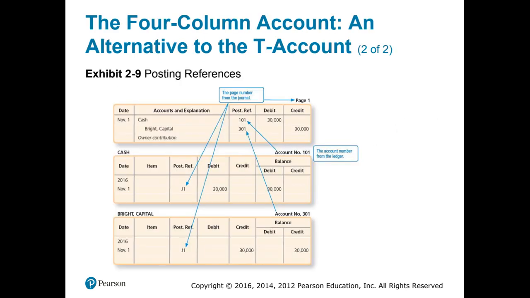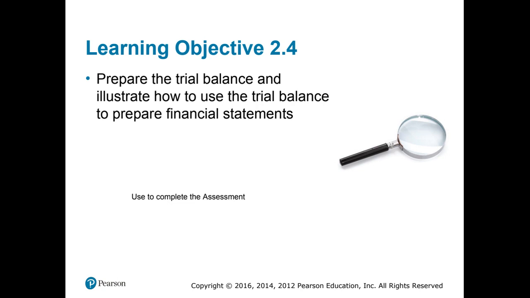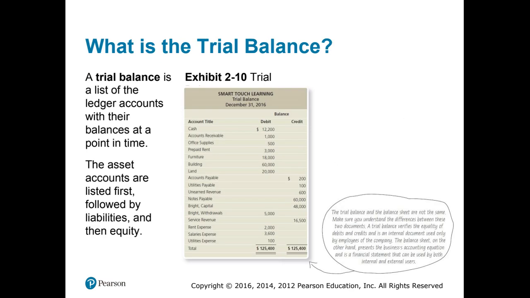All right, so we're going to prepare the trial balance and illustrate how to use the trial balance to prepare financial statements. Use this to complete the assessment. Here's an example of a trial balance. A trial balance is a list of the ledger accounts with their balances at a point in time. The asset accounts are listed first, followed by liabilities and then equity. So all of our asset accounts are listed first, followed by our liability accounts, and then our equity accounts.